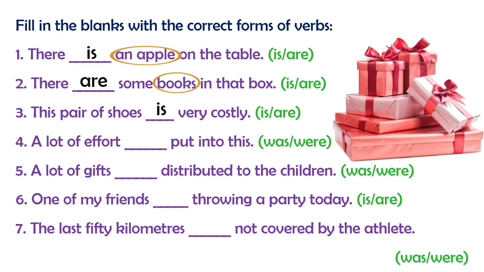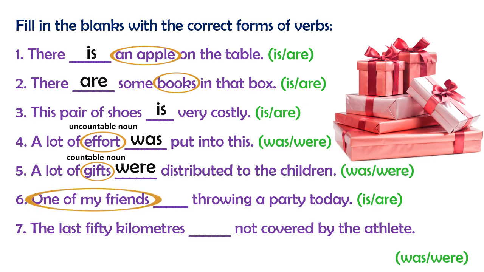Number 4. When any sentence begins with the phrase "a lot of," we should use the singular verb if the noun following it is uncountable and the plural verb if the noun is countable. A lot of effort ___ put into this. Effort is an uncountable noun, so we use the singular verb "was." A lot of effort was put into this. In the fifth sentence, gifts is countable, so we use the plural verb "were." A lot of gifts were distributed to the children.